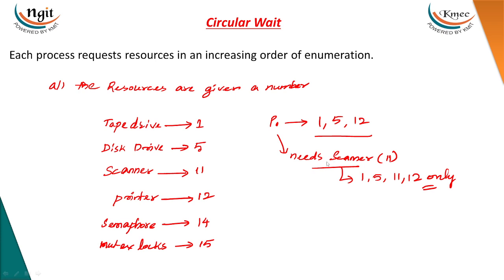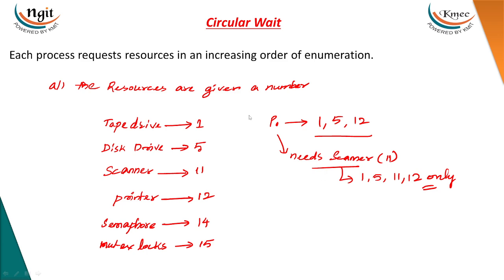So next one is breaking circular wait. In circular wait, each process requests the resources in increasing order of enumeration. That means all the resources are given some particular integer value: tape drive 1, disk drive 5, scanner 11, printer 12, and so on.